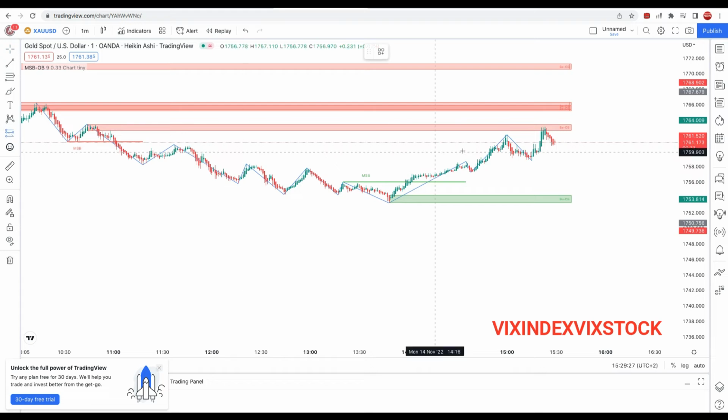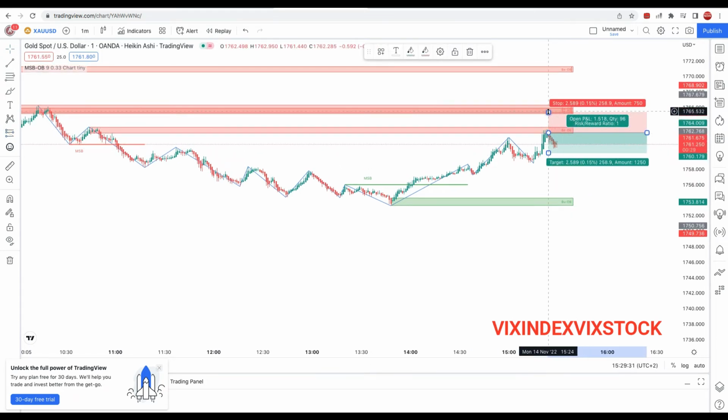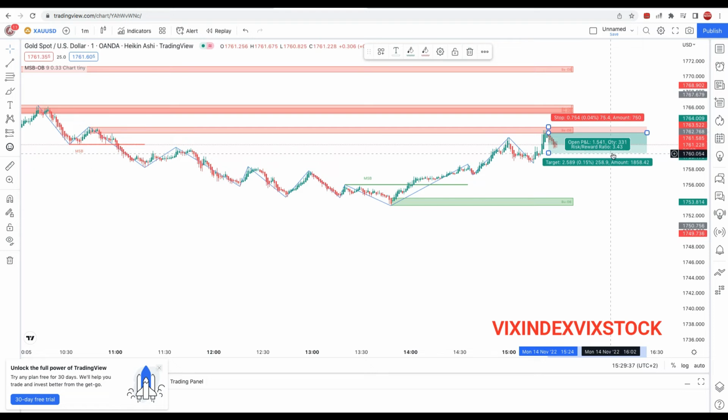So if we're going to take a sell here, and our stop loss would have been somewhere there, TP would have been hit already because we have already reached our 1:3 there. You can see a quick trade there, in and out.